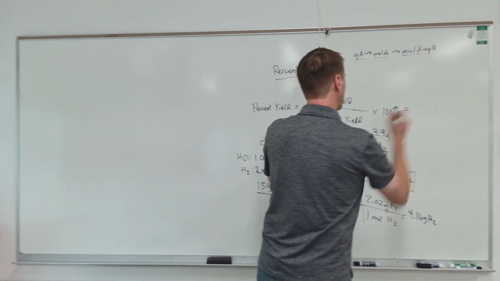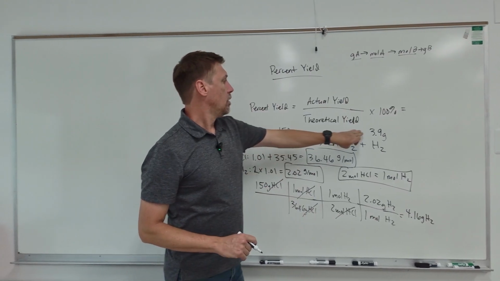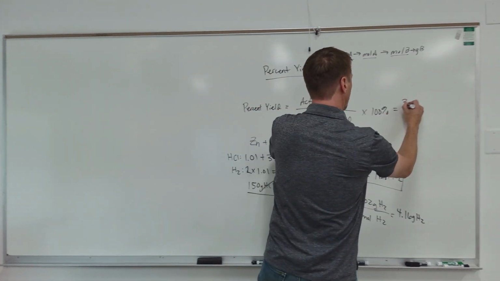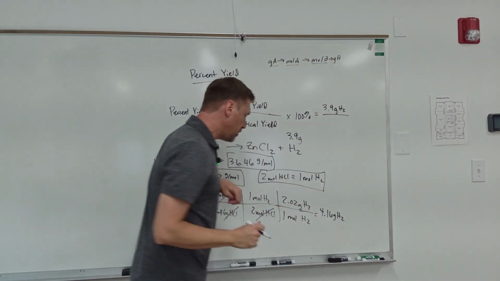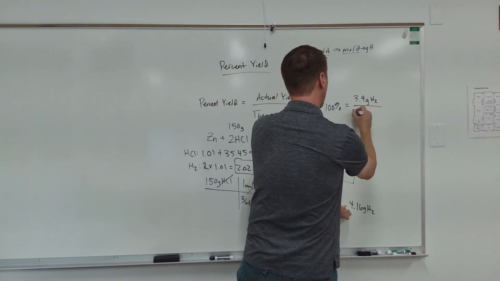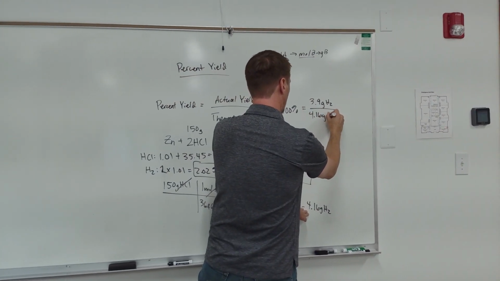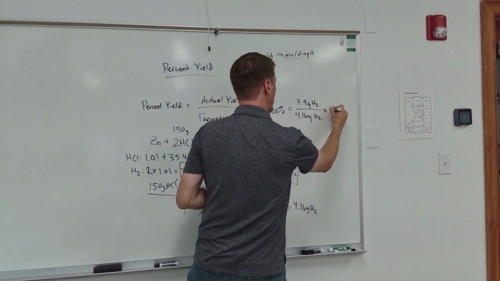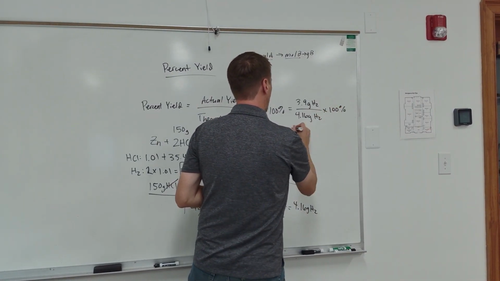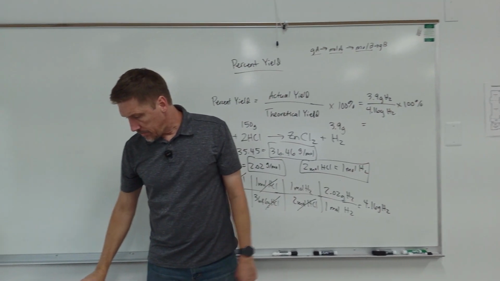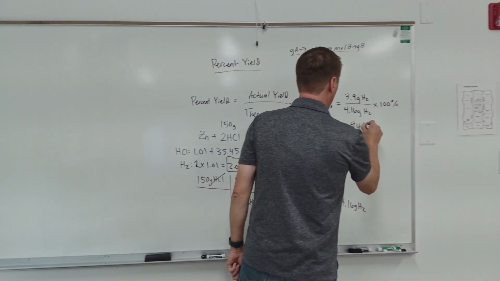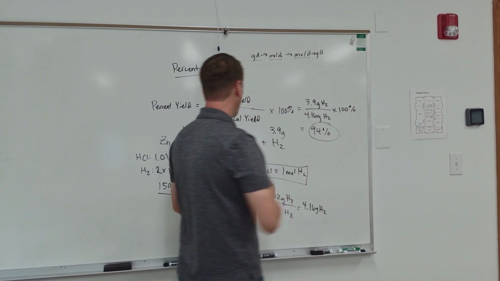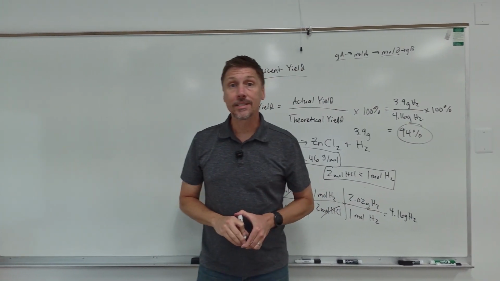So plug in our numbers into our formula here. We produced 3.9 grams of hydrogen. That was our actual yield of H2. But we should have been able to produce 4.16 grams of hydrogen gas. We multiply that times 100%. And so plugging that in our calculator, we get a final number of 94, rounding to 94%. That was our percent yield.